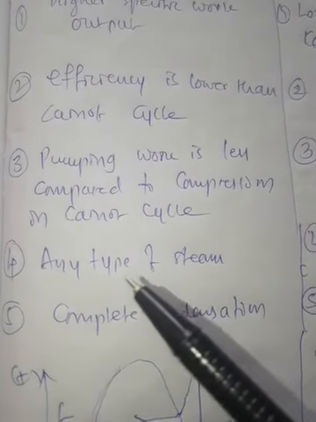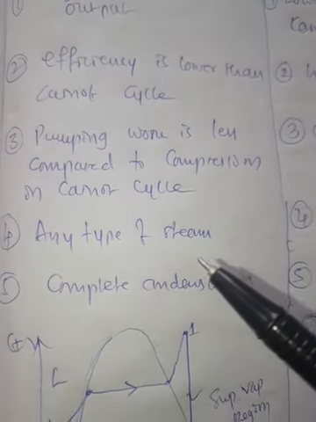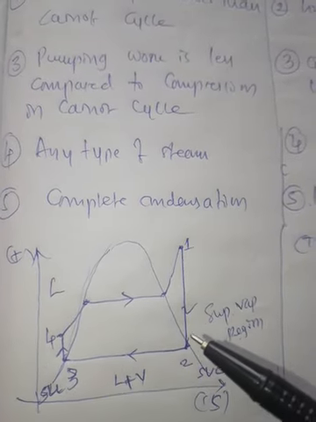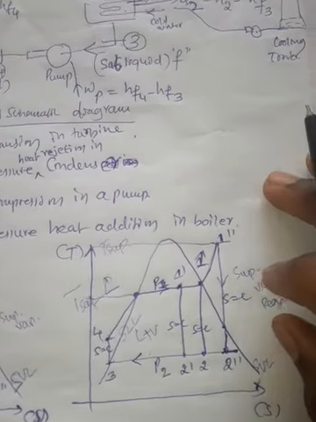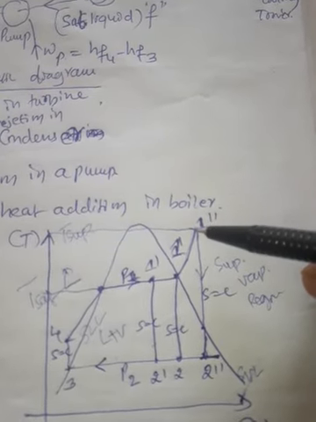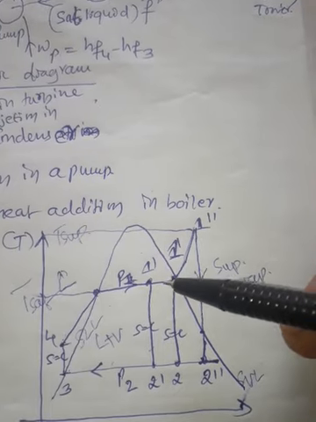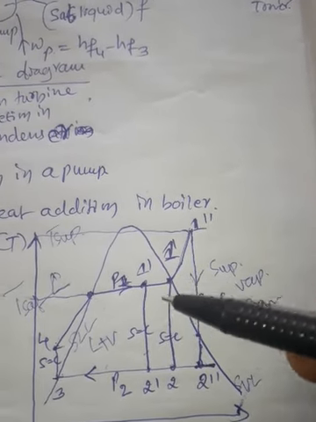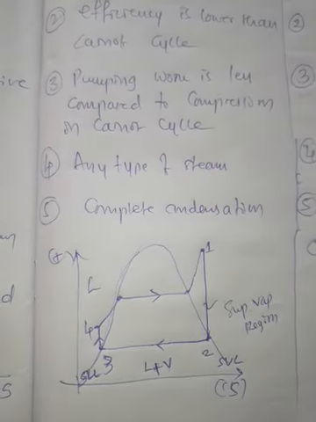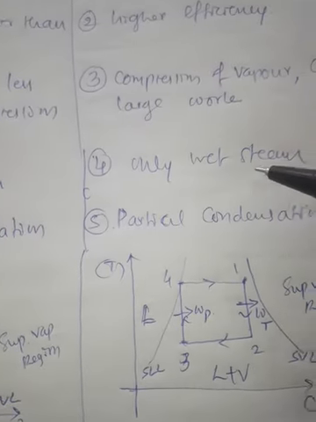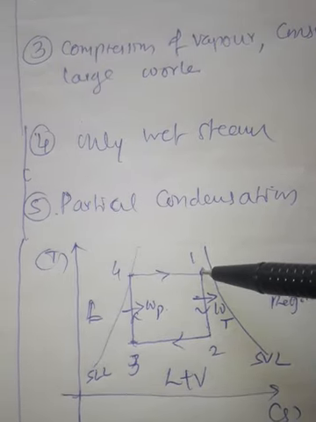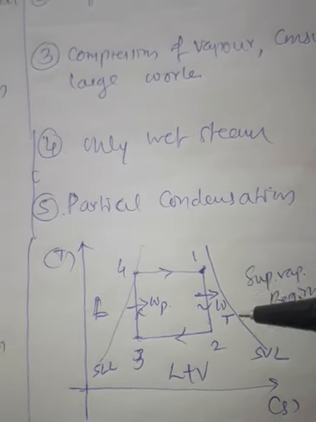The fourth difference is that any type of steam can be used in the Rankine cycle. Yesterday we discussed any type of steam. This is the TS diagram: 1 double dash is superheated steam, 1 is saturated steam, and 1 dash is wet steam. So there are three possible conditions at the inlet of the turbine. Any type of steam can be used in the Rankine cycle, whereas in the Carnot cycle only wet steam at the turbine inlet, that is the first one, can be used.